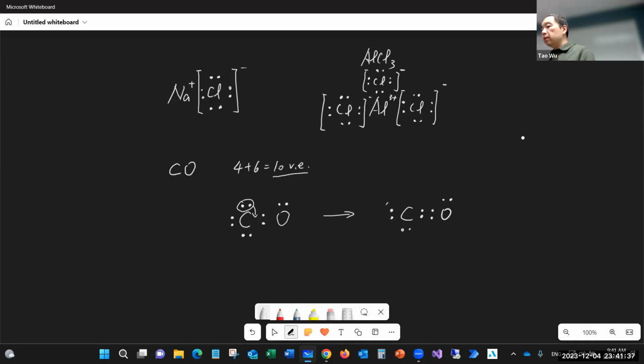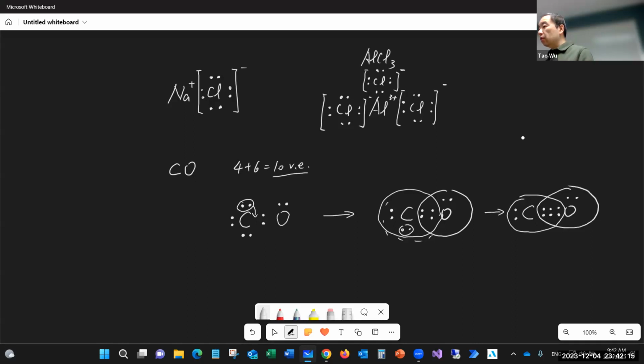Now, carbon, you see, carbon still has no change, still has 8. But right now, oxygen goes from 4 dots to 6 dots, right? But still not enough, which means you're still going to move another pair of electrons to the shared area. Then it becomes something like that. Right? So now you see the carbon still has 8 dots, and the oxygen now also has 8 dots. So that's why this is correct.